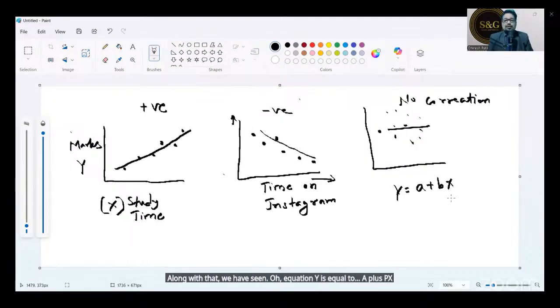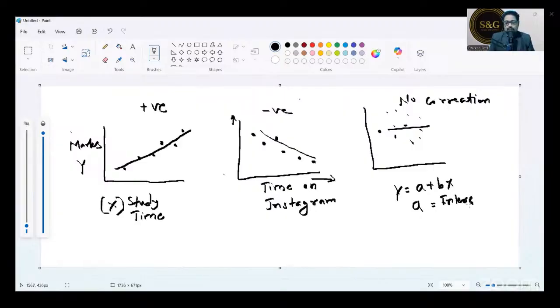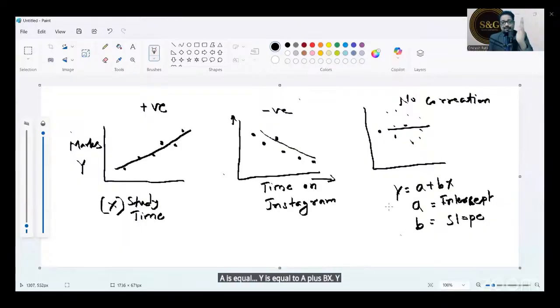Everybody remembers this? Just give me a yes in the chat box. Okay, y is equal to a plus bx. You remember? Y is equal to a plus bx, where a is the intercept and b is the slope. Y is the output, a is the intercept, b is the slope, and x is the input variable.